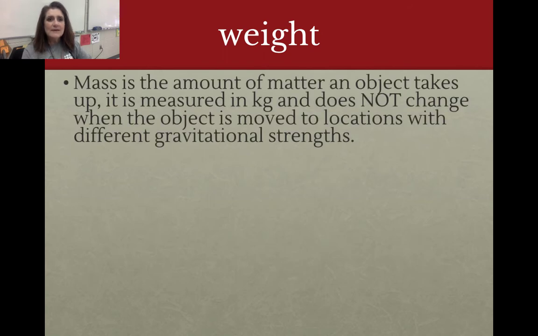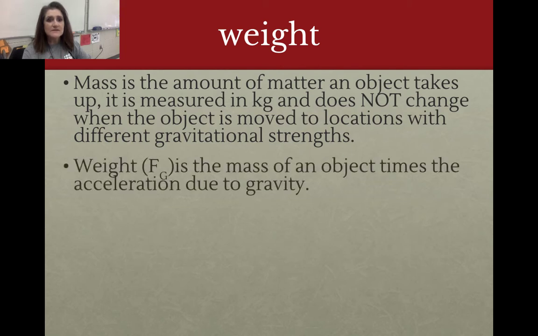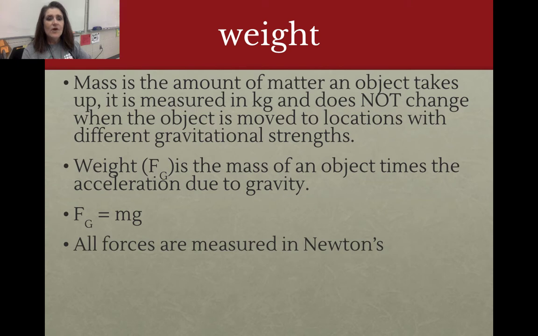Weight, remember, mass is the amount of matter an object takes up and is measured in kilograms and does not change when the object is moved from location to location with different gravitational field strengths. Weight, or Fg, is the mass of an object times the acceleration due to gravity. All forces, though, are measured in newtons. And remember that 1 newton is equal to the amount of force necessary to move 1 kilogram at 1 meter per second per second.